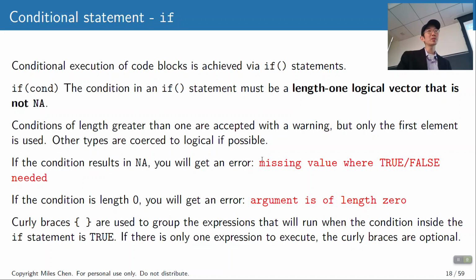This is a very common error that code will produce: if you have a missing value inside an if statement, it's going to say missing value where true or false is needed, okay? So anytime you encounter that, that means something in there is missing. Another very common error is that argument is of length 0. Inside the if statement, you cannot have a length 0 thing. Again, it doesn't know what to do, and it has to make a choice. And so if you get argument of length 0, that's also going to produce an error.